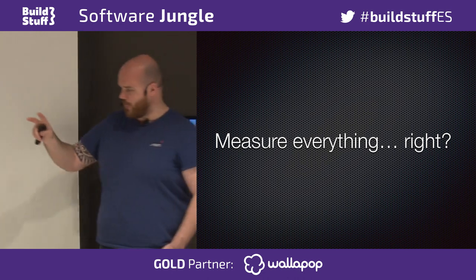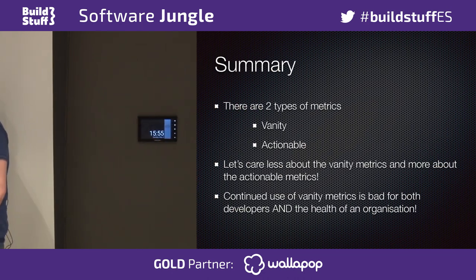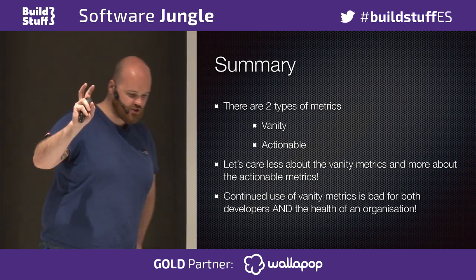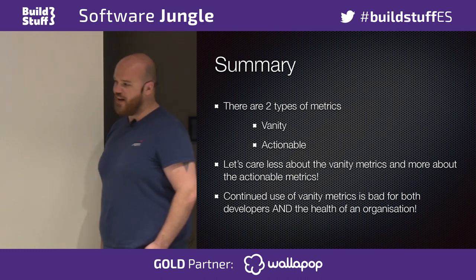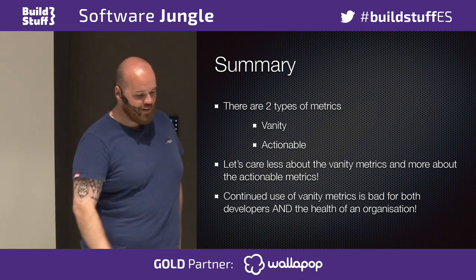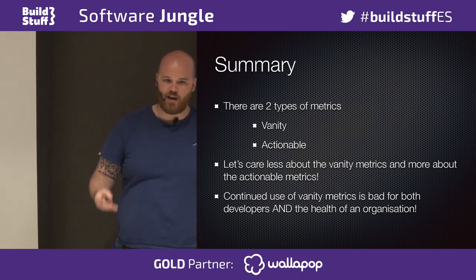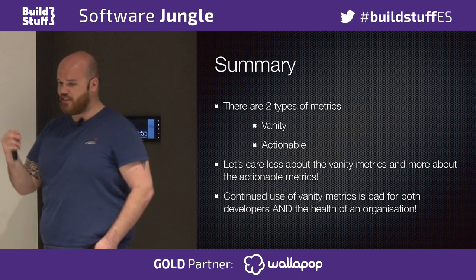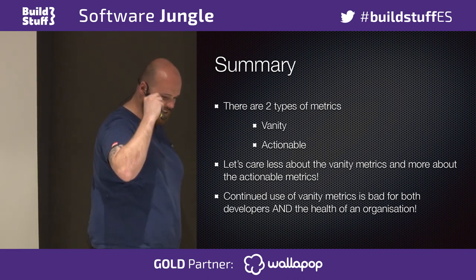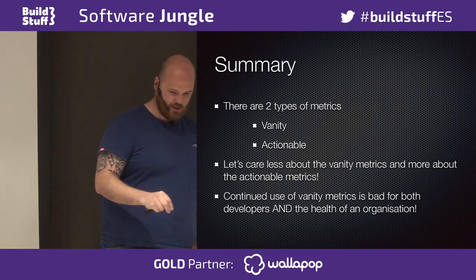So in summary, there are two types of metrics. We've talked a lot about the vanity metrics, but we mentioned other metric types, and they're called actionable metrics. Vanity metrics means nobody has a clue where the metric has come from and what it means. Literally they don't have a clue. Actionable metrics means there's a clear understanding of when it happened and why it happened.